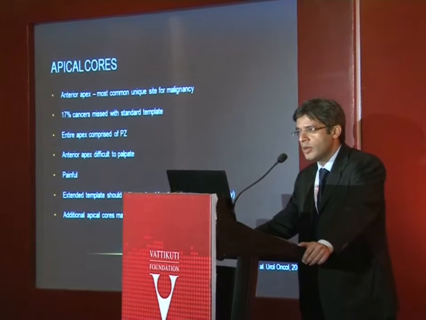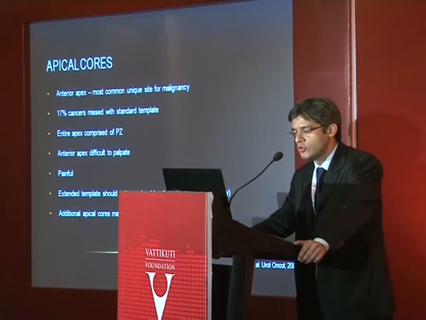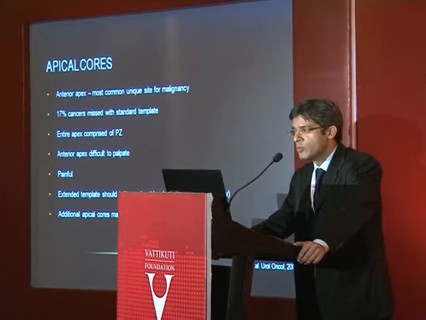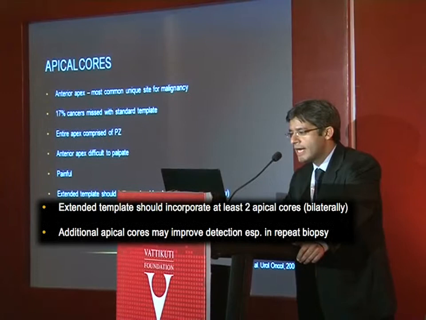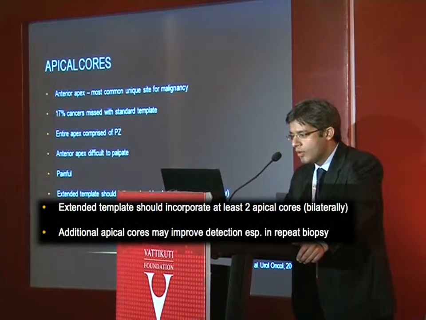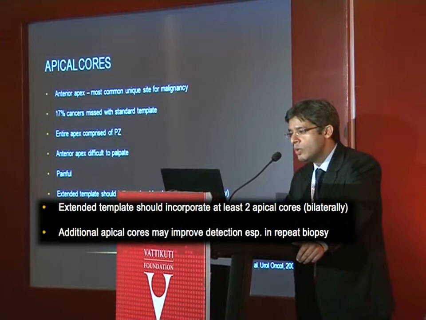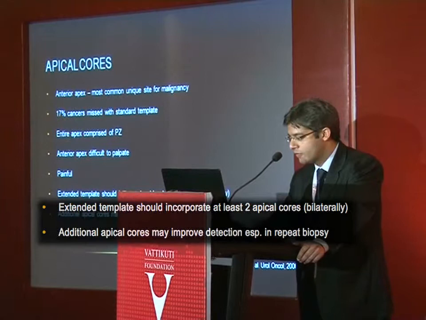The anterior apical part, which is most likely to harbor malignancy, is difficult to palpate on a DRE, so a nodule may be missed there. Apical biopsies are painful, so most urologists, in fact a lot of us, would avoid taking a lot of apical biopsies, and as a result we may miss some of these cancers. So an extended template should incorporate at least two apical cores on each side, and not many of us are doing that. Even in patients undergoing repeat biopsy, we may need to increase the number of apical cores to optimize the yield of prostate cancer.